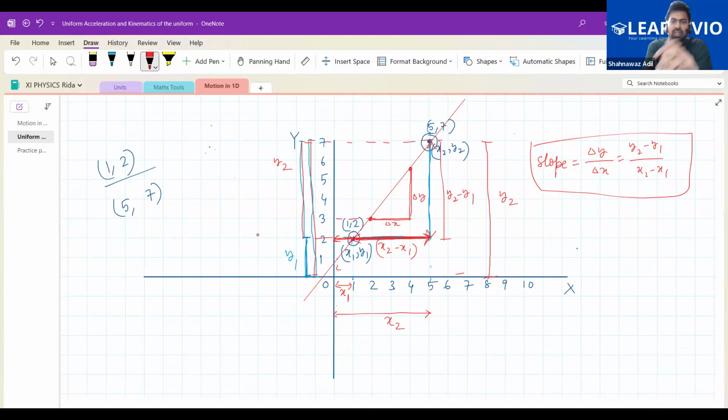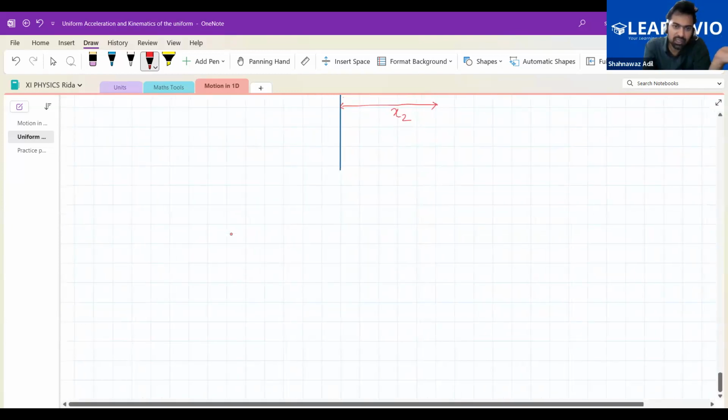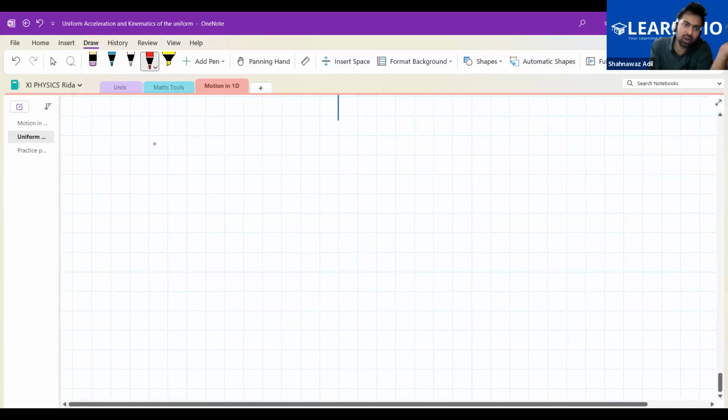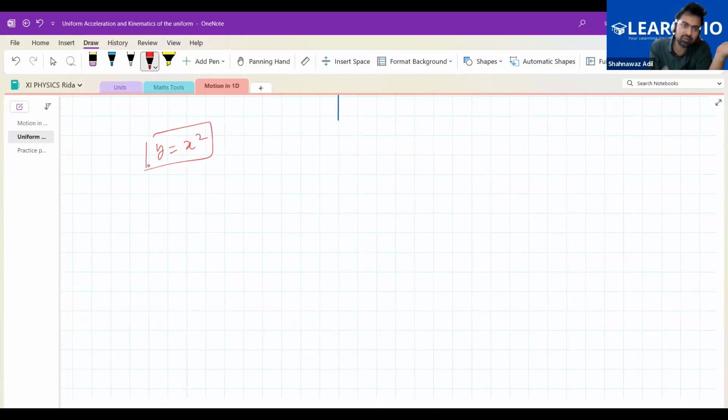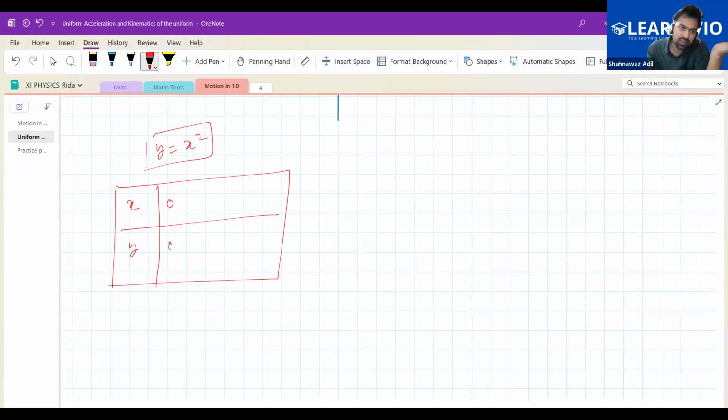Why? Graphs have x and y axes, and then you just draw the points, right? So let's take a very simple example. I want to draw y equals x squared. What is the graph of this? So what will I do? I will find out what is x, what is y. So x is 0, y is 0. x is 1. What is y?